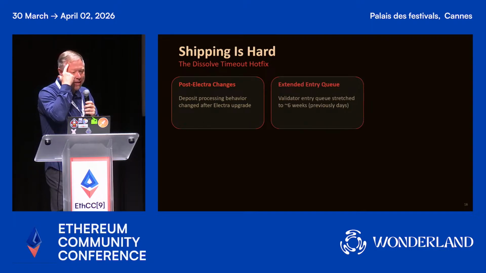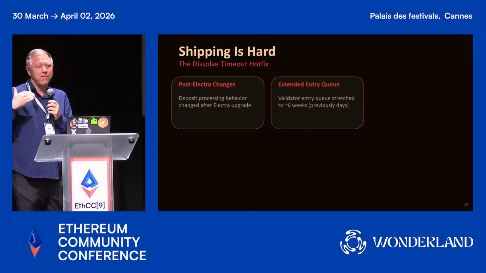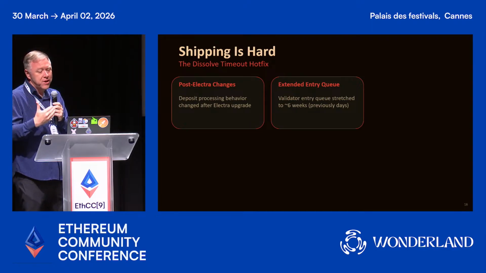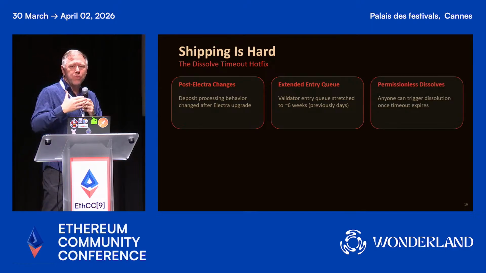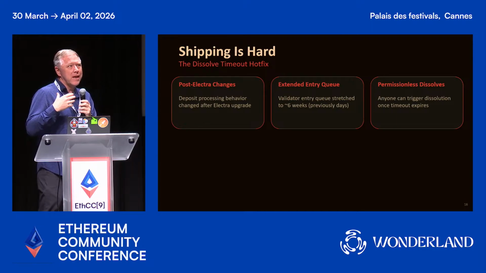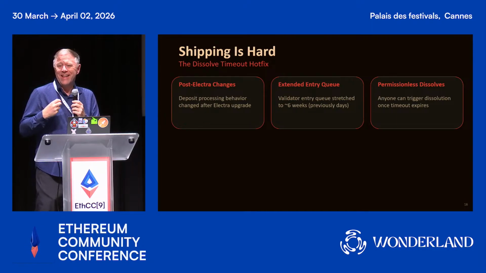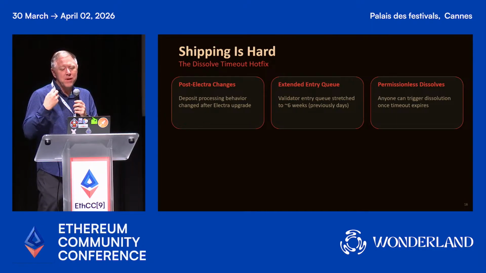The other thing is that the entry queue got very long, right? It went up to about 6 weeks in entry, the longest the beacon chain entry queue has ever been. And then Rocket Pool is trying to remove the need to have its Oracle DAO.